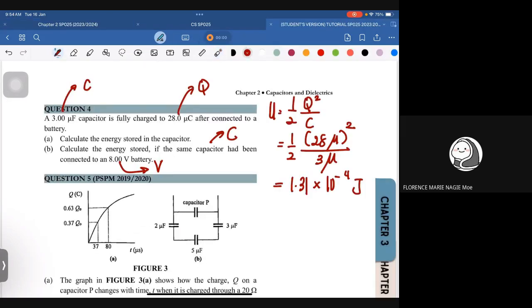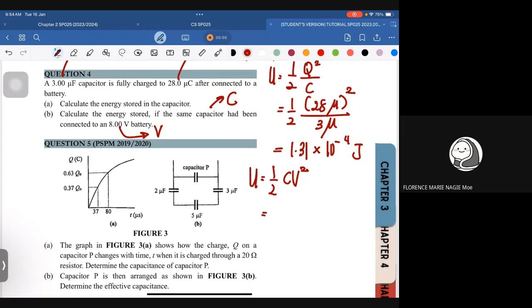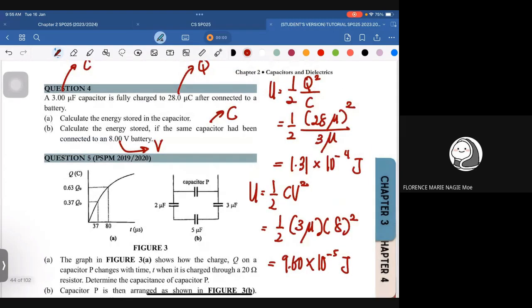So direct je lah kita substitute je. U is equal to half CV square. So C tu constant lah sebab dia cakap capacitor yang sama. So ini 3 micro, yang ini 8 square. So kalau dia connected to an 8-volt battery, the energy stored in the capacitor is 9.6 times 10 to the power of negative 5 joule. Right. Ada masalah di sini? Question 4? Dia direct je. Sebab dia memang substitution je lah.